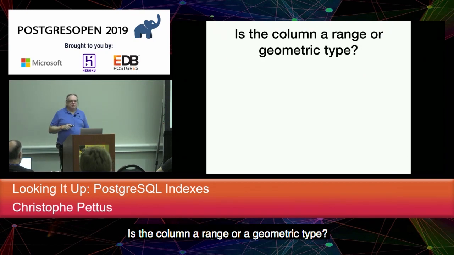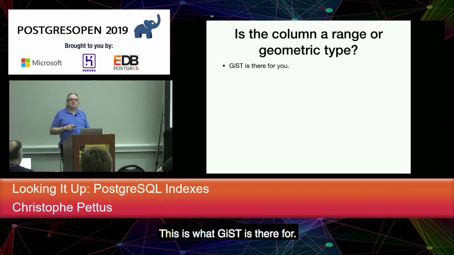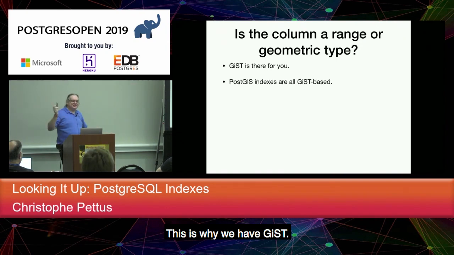Is the column a range or a geometric type? This is what GiST is there for. This is why we have GiST.